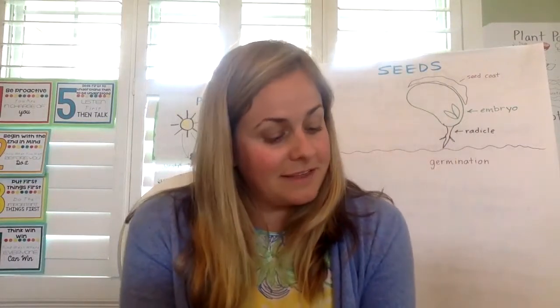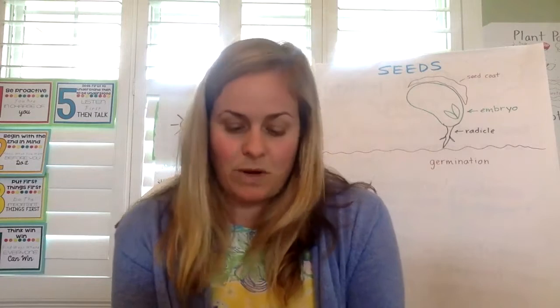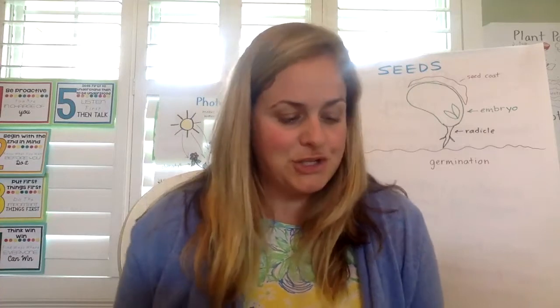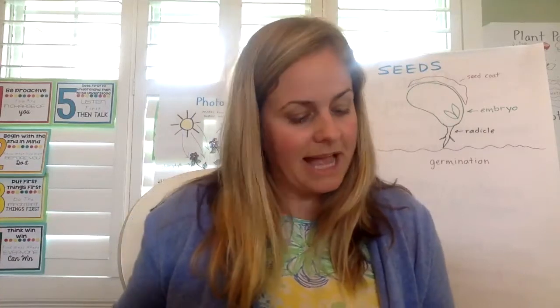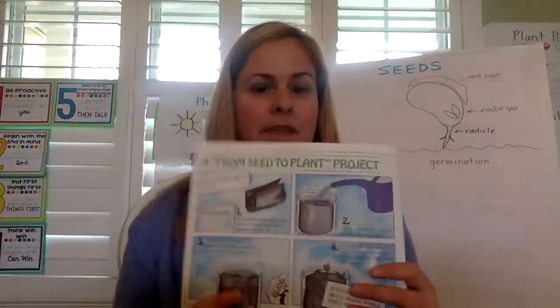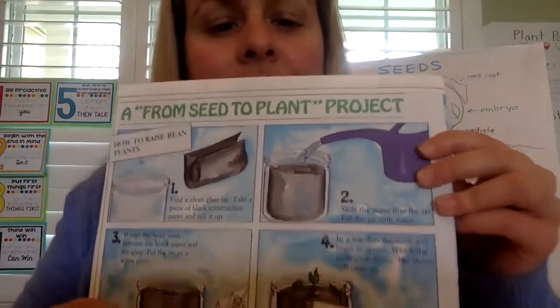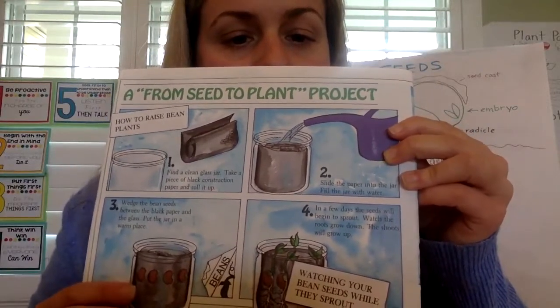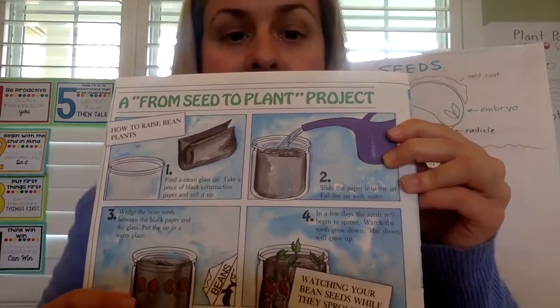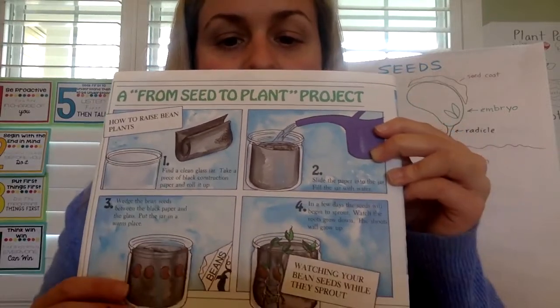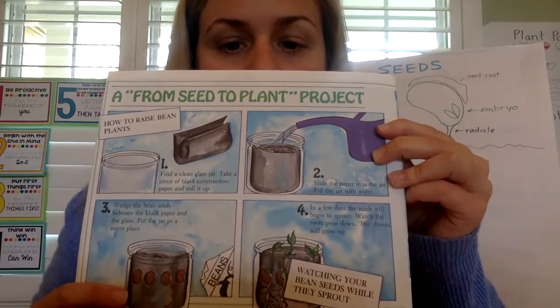So they have another experiment in here where you can watch a seed grow. It talks about bean seeds, and you can find a clean glass jar and take a piece of black construction paper, roll it up, and then slide the paper into the jar. You fill the jar with water, and then step 3, you wedge the bean seeds between the black paper and the glass and put the jar in a warm place. And then in a few days, the seeds will begin to sprout. Watch the roots grow down and the shoots grow up.